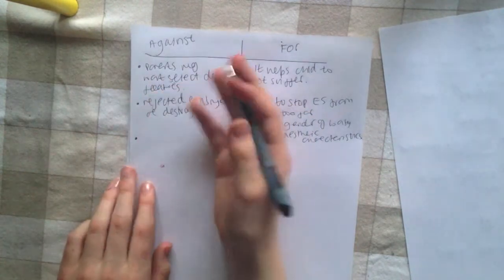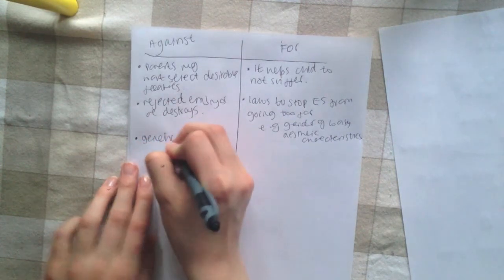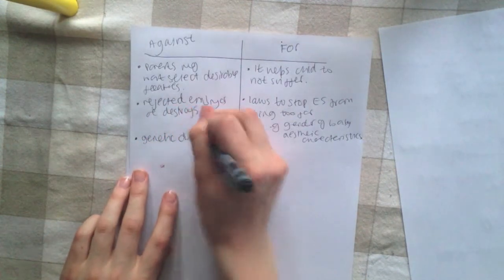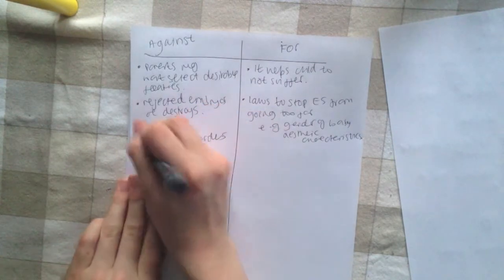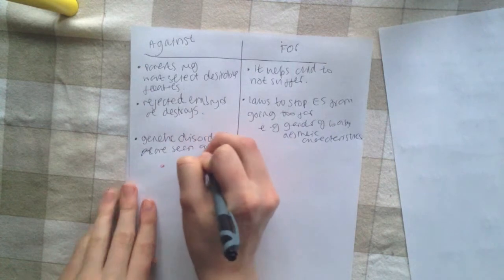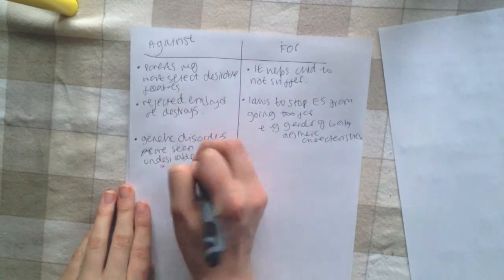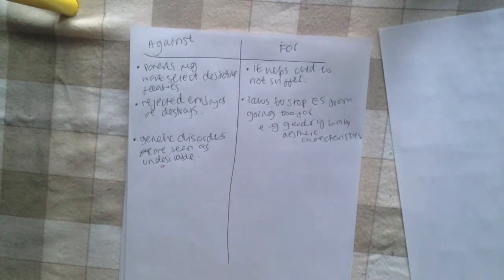Now, for another one for against, it is then depicted in society that genetic disorders are seen as undesirable and are then seen like they are an anomaly in society and that they don't fit in.